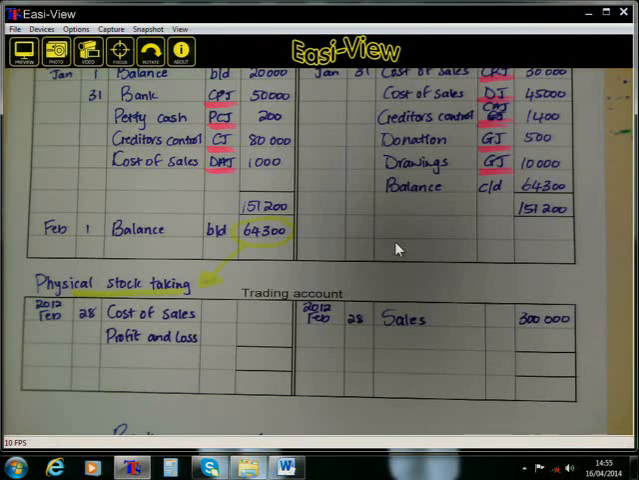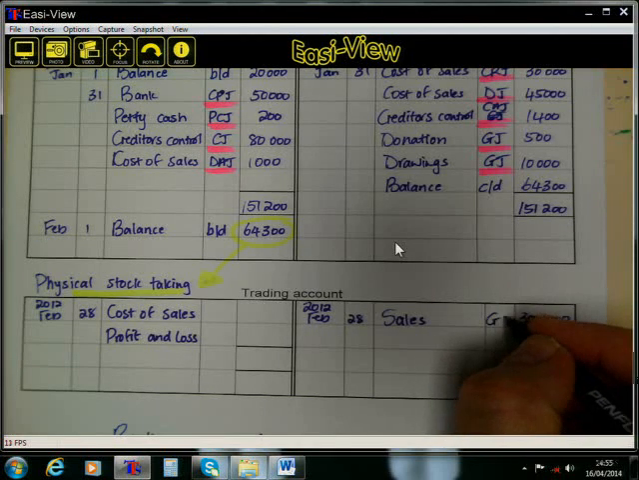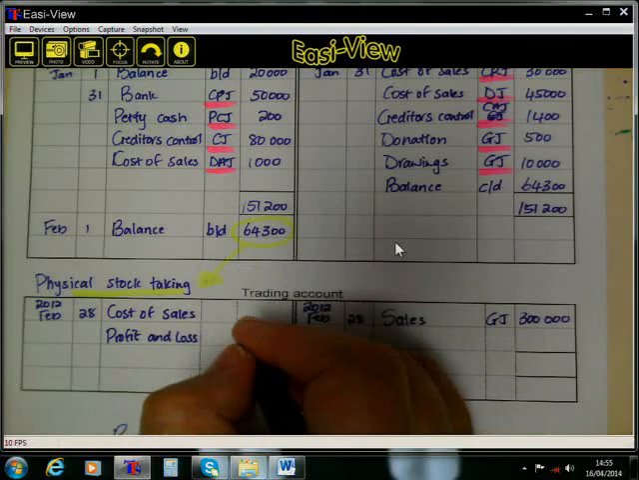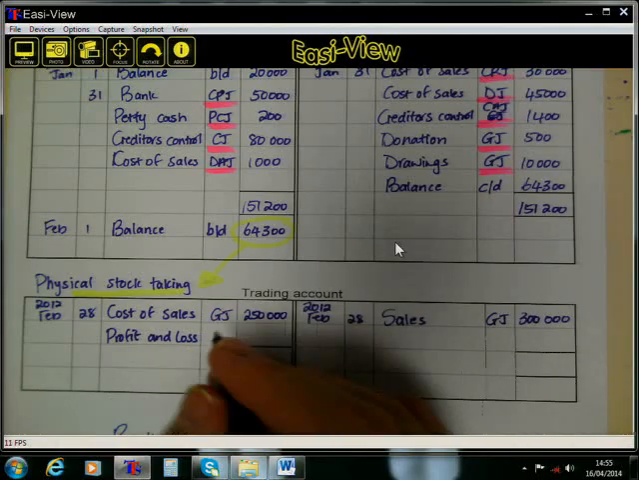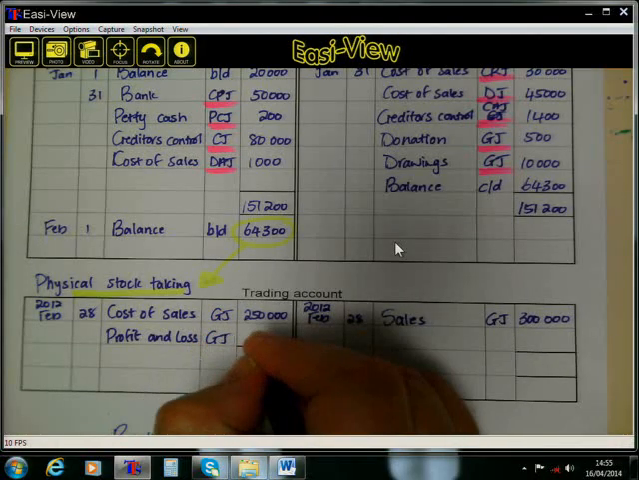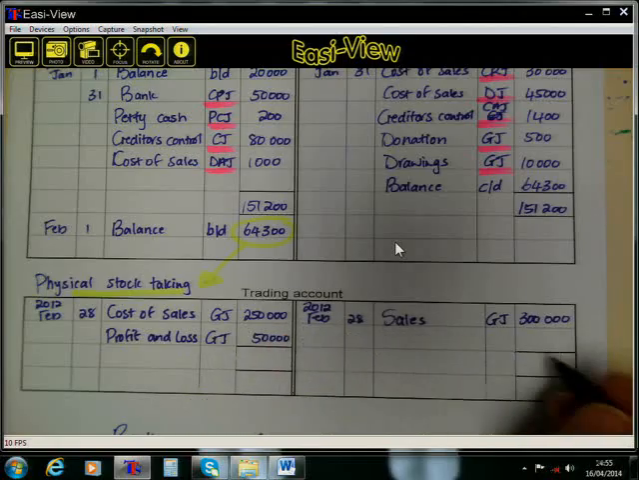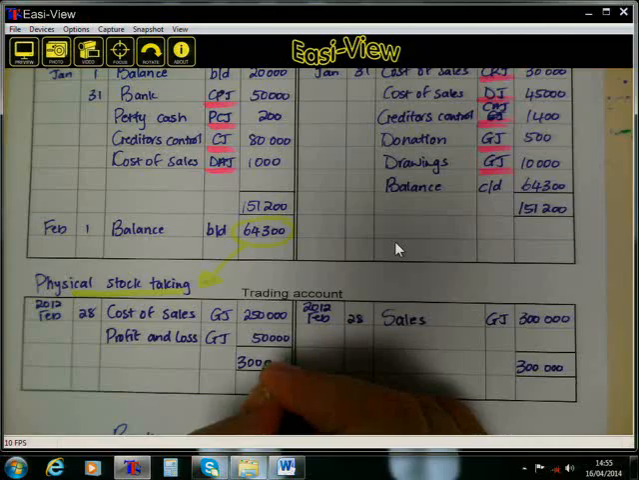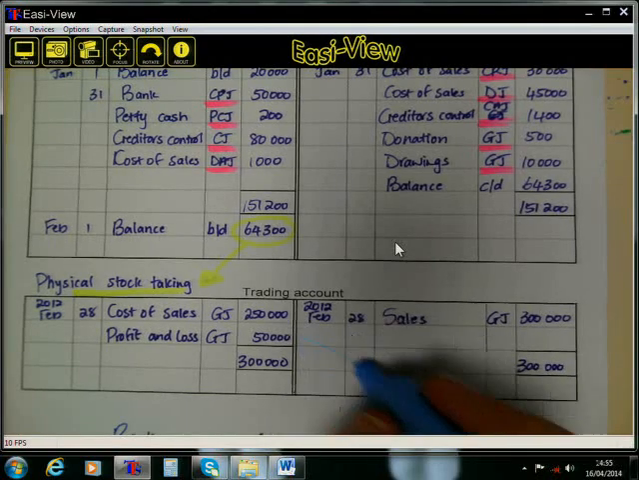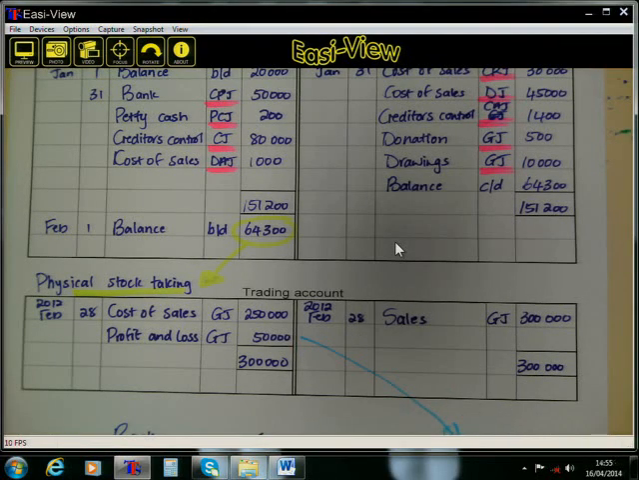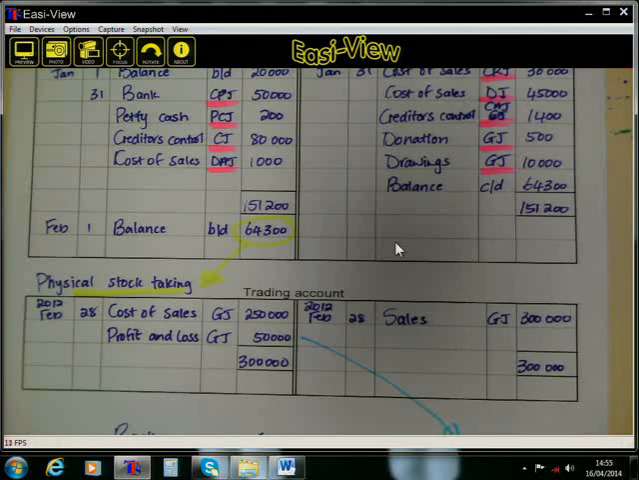That is our sales, that is GJ. And then our cost of sales was 250,000. And that gives us a profit and loss of 50,000 Rand, which is our gross profit. This is our gross profit for the year. So this is your gross profit, and that you're going to take to your profit and loss account.